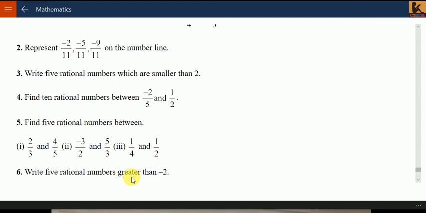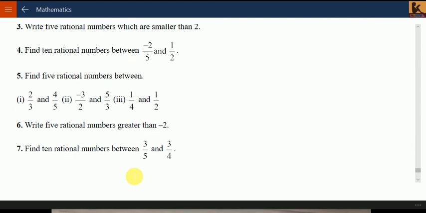Now the fifth question. Find 5 rational numbers between 2 and 3 by 5. Write 5 rational numbers greater than minus 2. Now it should be greater than minus 2. Then it could be any number like minus 2 by 3, minus 1 by 3, 0 by 3, then 1 by 3, 2 by 3, 4 by 3, 5 by 3, 6 by 3. Or you can take 0 and minus 2 as the two numbers, and you can easily find 5 or 10 numbers in between them.